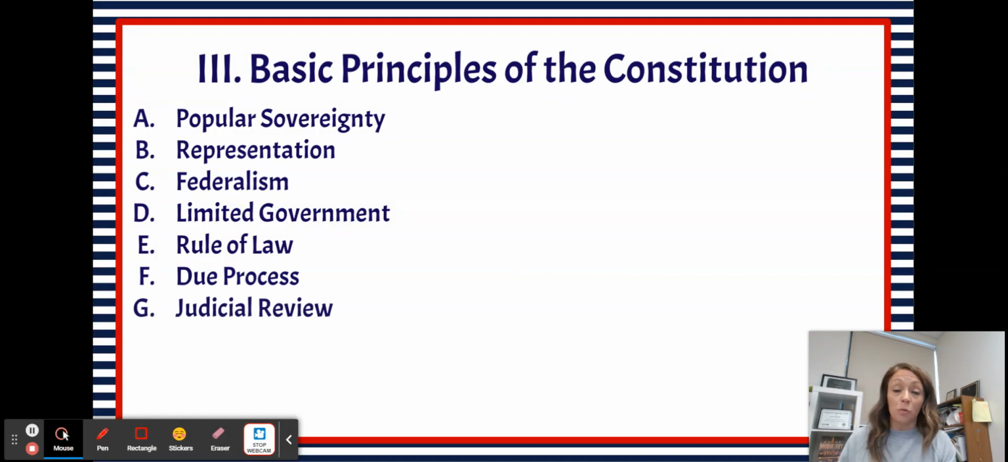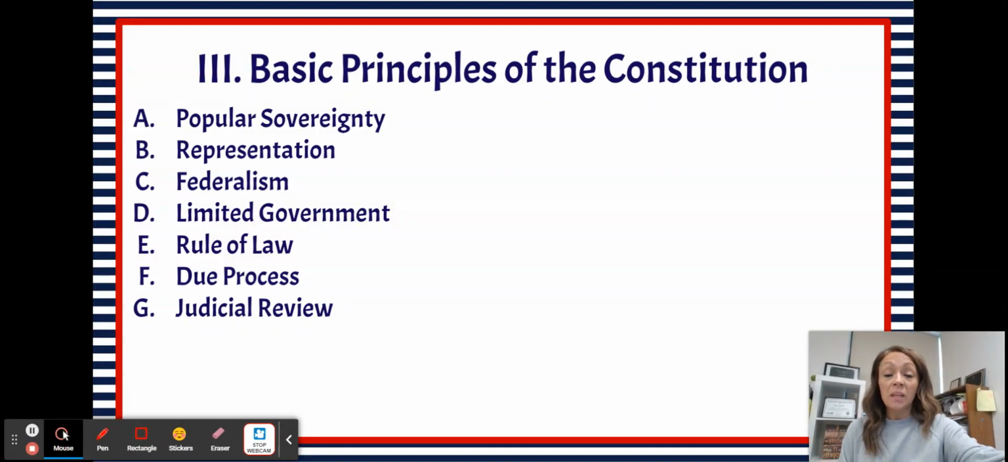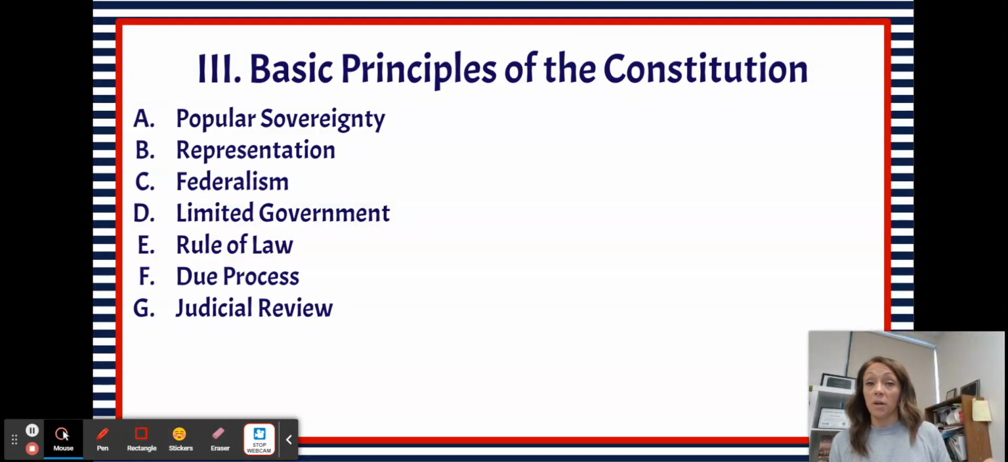We also have judicial review, which, of course, was established by the landmark case Marbury v. Madison. And judicial review gives the federal court, so not just the Supreme Court but the federal court system, the ability to look at an act or a law and determine whether or not it's constitutional. And judicial review really increases the power of the federal court system because it's an unchecked power. And we'll talk more about that in class.